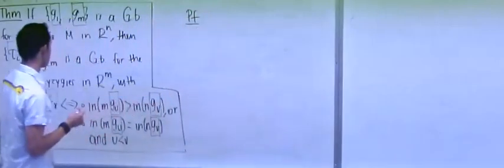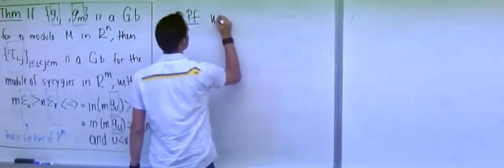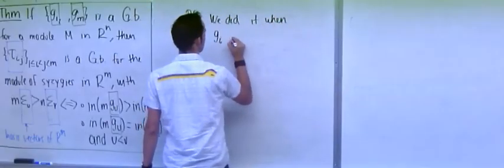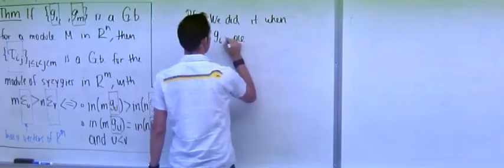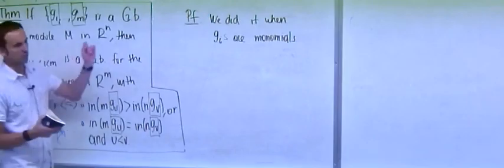So last time I gave a proof of one case. So we did this when the G sub i's are monomials. Okay. And so I did this proof, but I want you to think about what this statement says in the case of monomials.